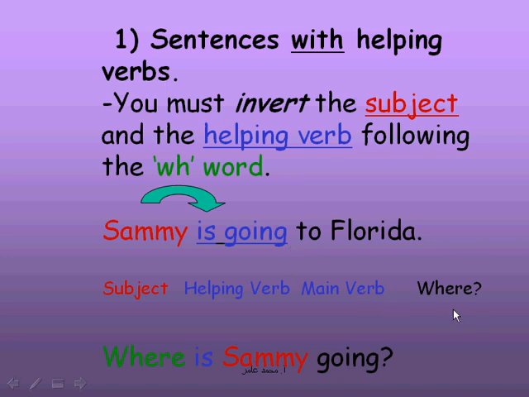So we use where to ask about Florida. So where, then we make the inversion: is, then the subject Sammy, and then the main verb going. Where is Sammy going? Here, as you can see, Sammy is the subject, is the helping verb, going is the main verb, and we ask about Florida using where. Then the question becomes: where is Sammy going?